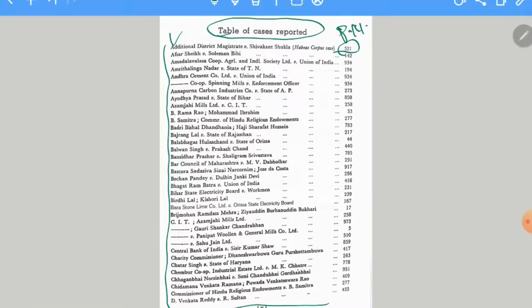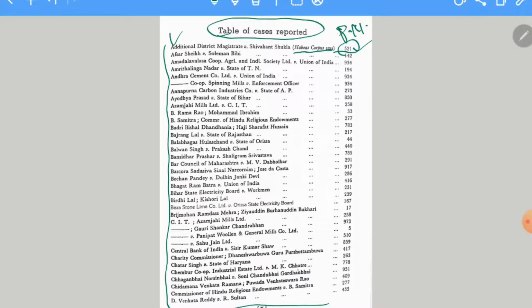So Additional District Magistrate versus Shivakant Shukla. This is popularly known as the habeas corpus case. This is the way you can see the structure you will have on the next page, and then you will also see on which page number this case has been reported here. So this case of ADM Jabalpur versus Shivakant Shukla has been reported on page number 521. So this is the way you will see the structure.